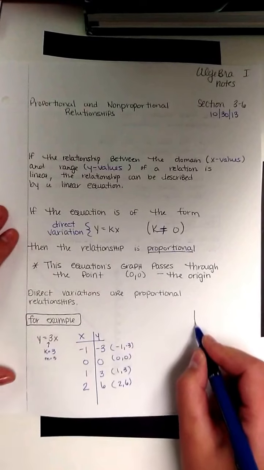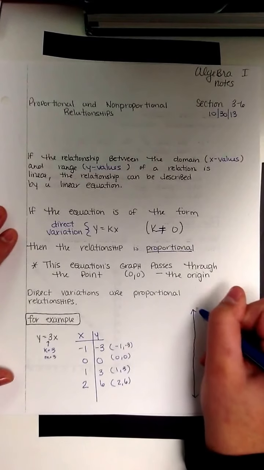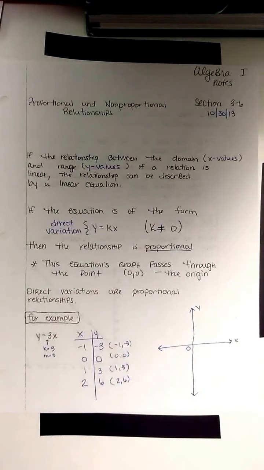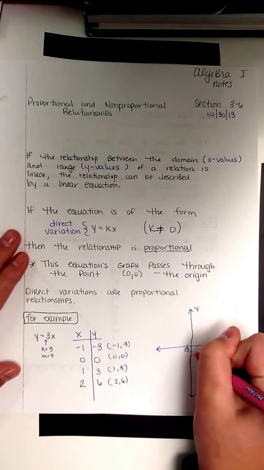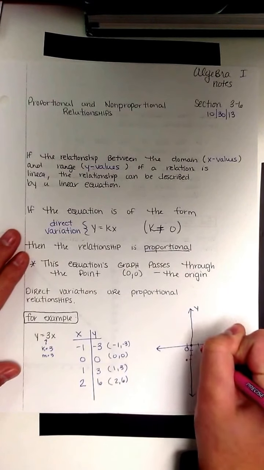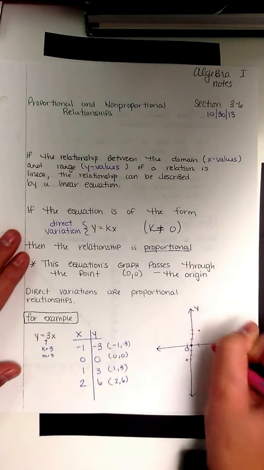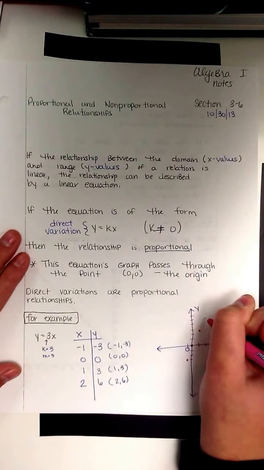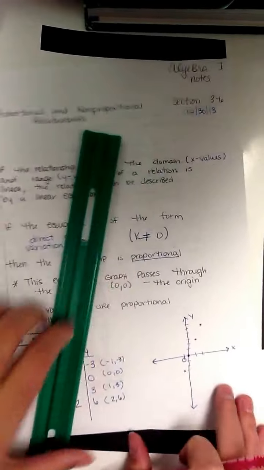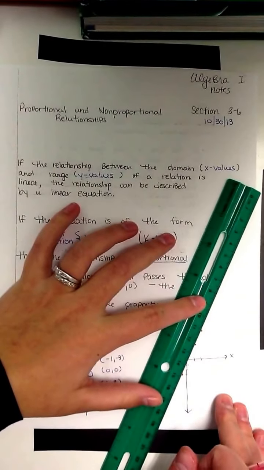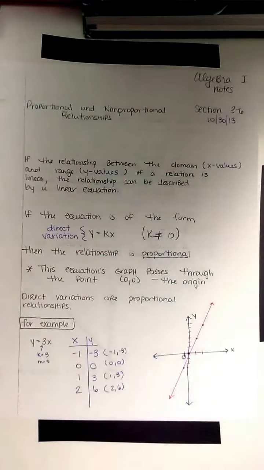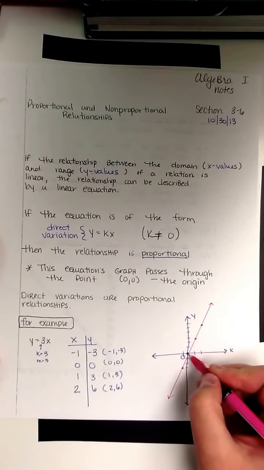Okay, go ahead and we're going to draw on a graph. And I know that at -1, I'm at -3. At 0, I'm at 0. At 1, I'm at +3. 2, I'm at +6. Okay? Now, since we hand drew this in, it might not be very straight, but we're going to make it look as good as we can. So, yes, this is linear, and yes, it passes through the origin.